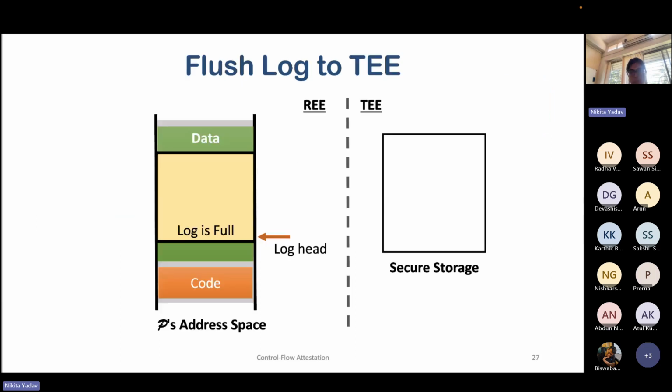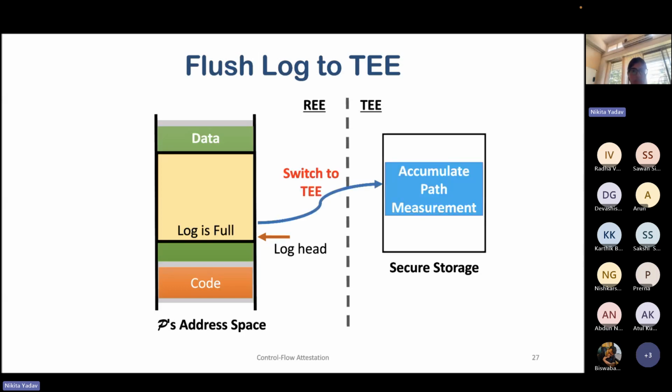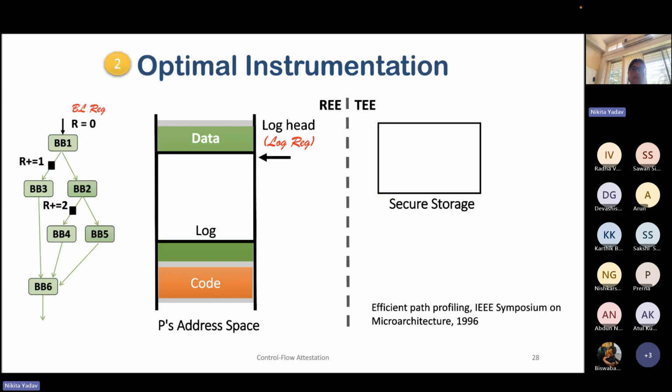So here, whenever the log becomes full, then we have to switch to the secure storage and flush our measurements there. So the number of times the log becomes full is equal to the number of times we have to switch. In order to reduce the switches, we want to reduce the number of log entries. That's why we are using a more optimal instrumentation strategy here, which is the Ball-Larus path profiling algorithm from 1996.